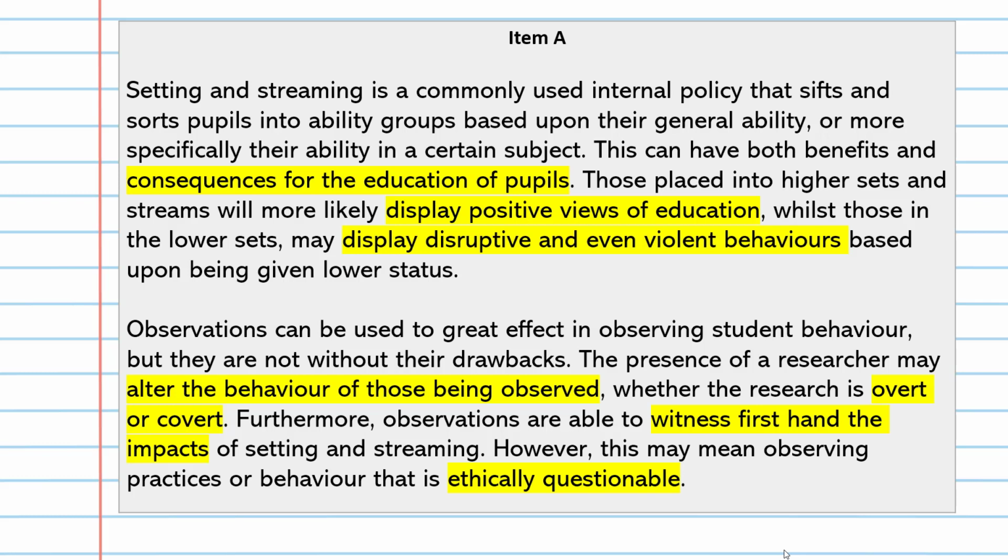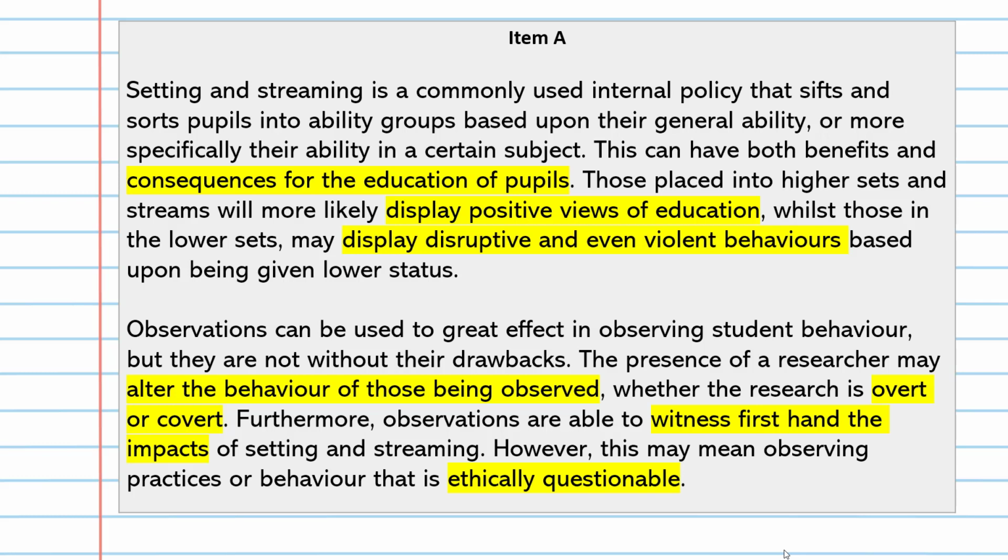So item A says setting and streaming is a commonly used internal policy that sifts and sorts pupils into ability groups based on their general ability, or more specifically, their ability in a certain subject. This can have both benefits and consequences for the education of pupils. So consequences for the education of pupils is a big hint here. It might mean that it's quite a sensitive topic, that we're observing these behaviours that have a negative impact on pupils' behaviour and their potential achievement.